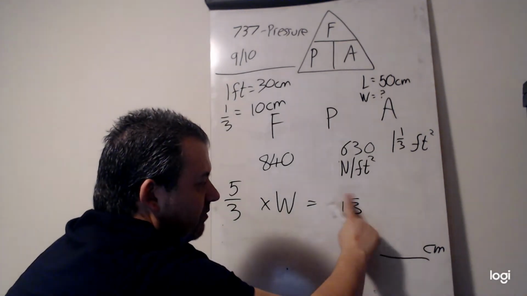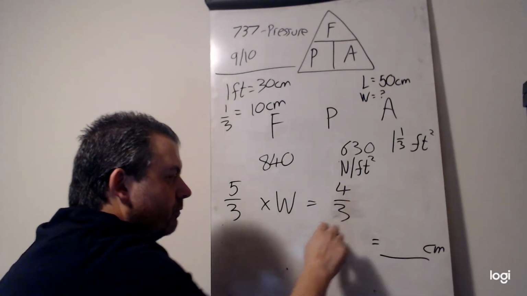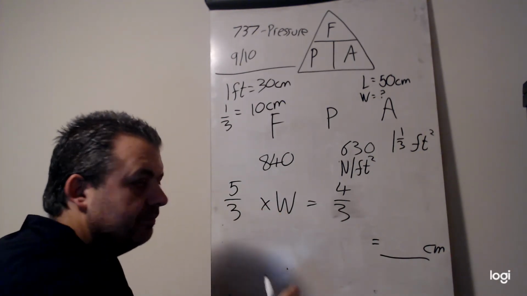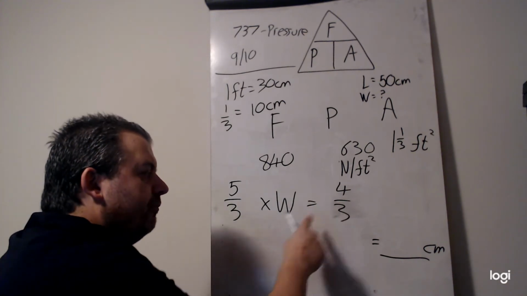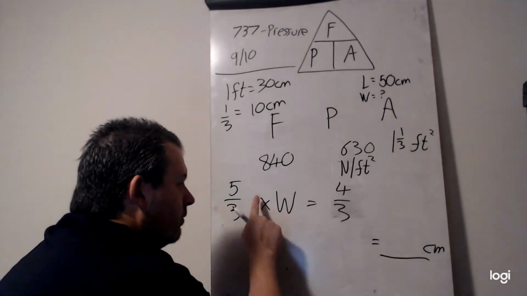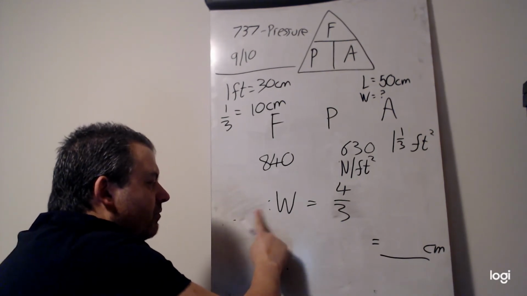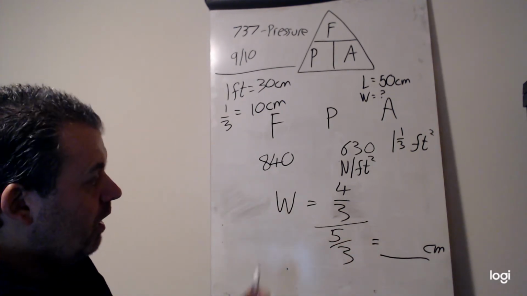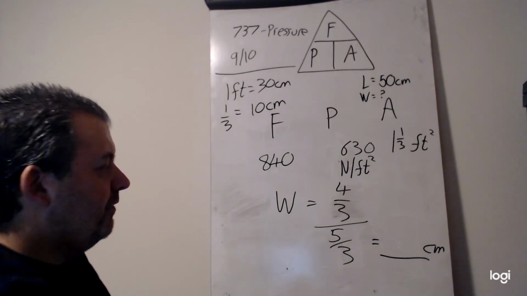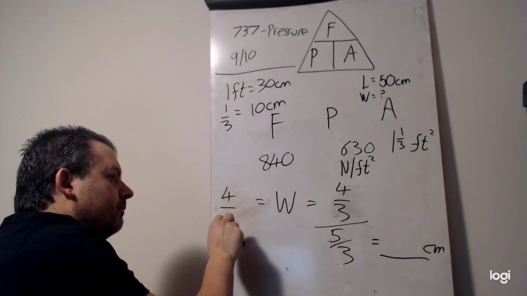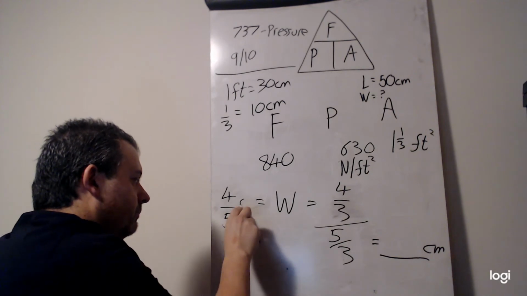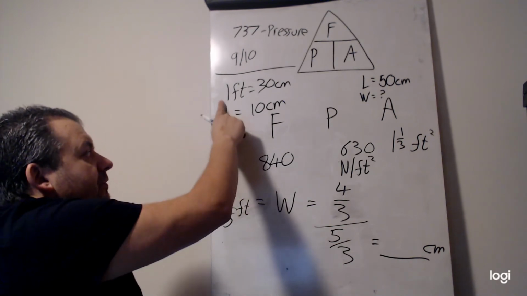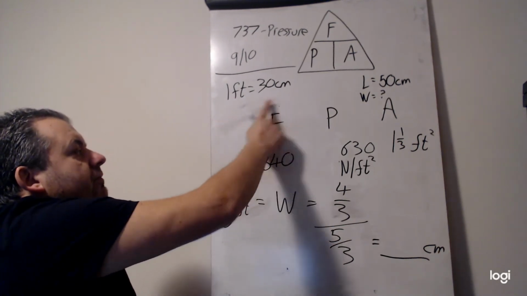I'll just change this to 4/3. And there we go. 5/3 times the width in feet equals 4/3, as we know. To get rid of a times by 5/3, divide by 5/3. That'll work out to be 4/5 or 0.8 feet. That's the key, feet. We've got 4/5 of a foot as our answer.